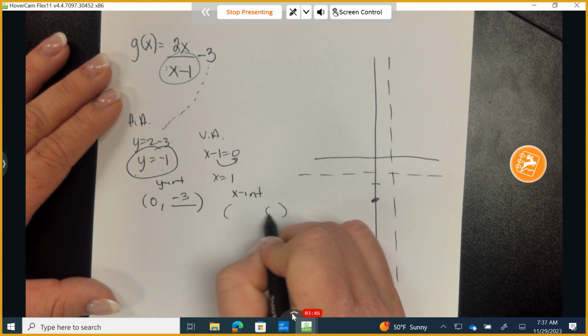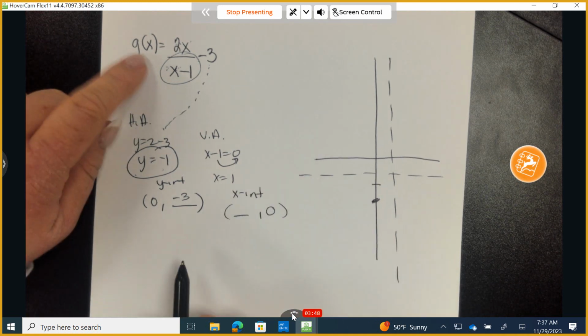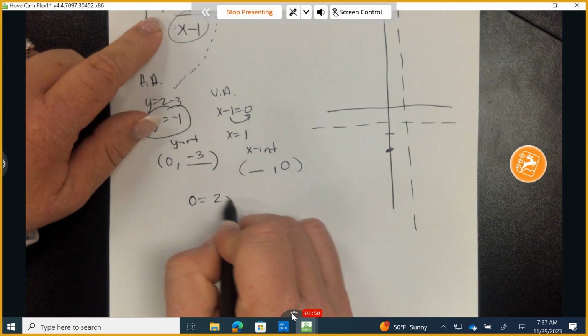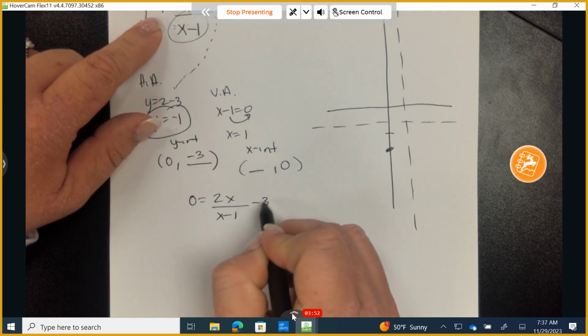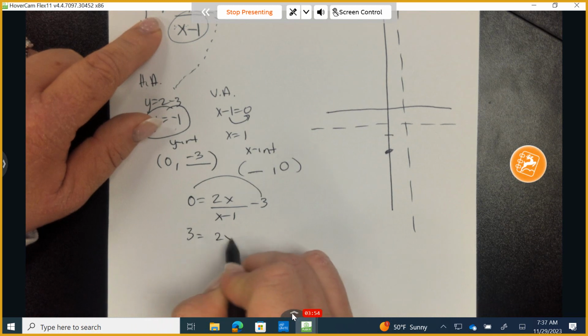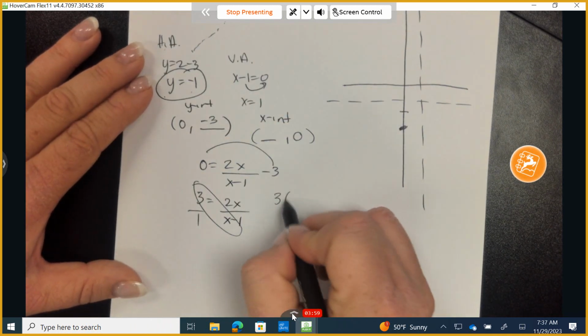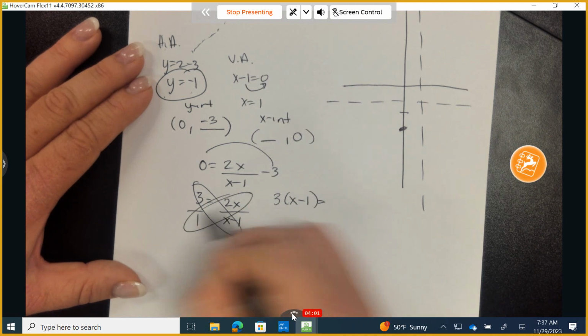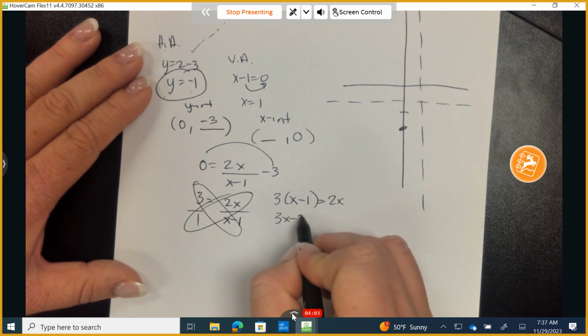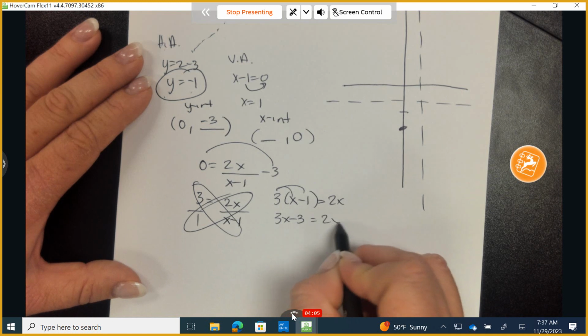For the x-intercept, y is 0. So I'm putting this equal to 0, and this may be the harder point for most of you. And I'm going to add 3 to the opposite side. And then I'm going to choose just to cross multiply. So 3 times x minus 1 equals 2x. So 3x minus 3, make sure to distribute to both items, equals 2x.